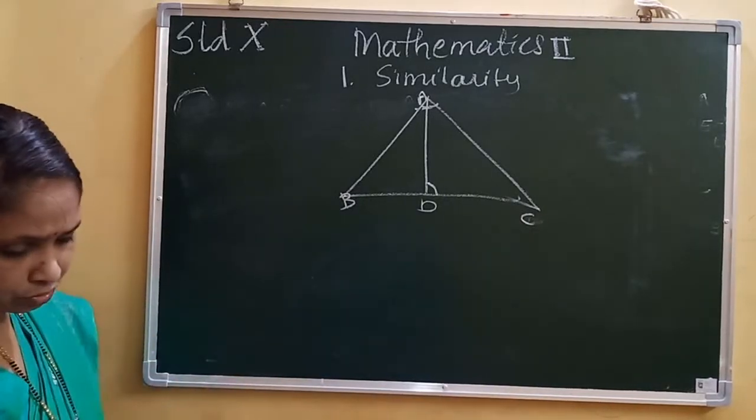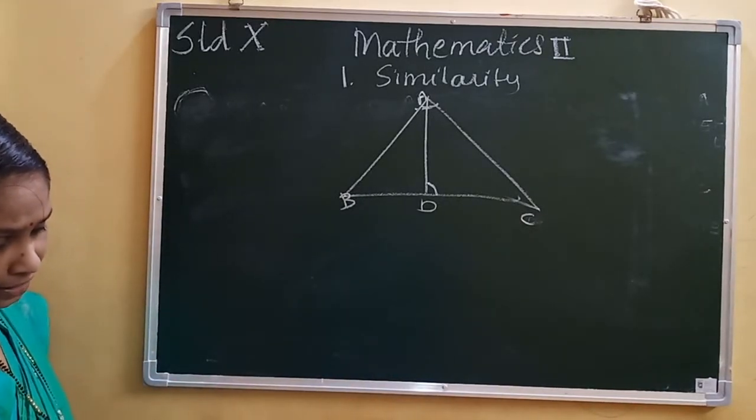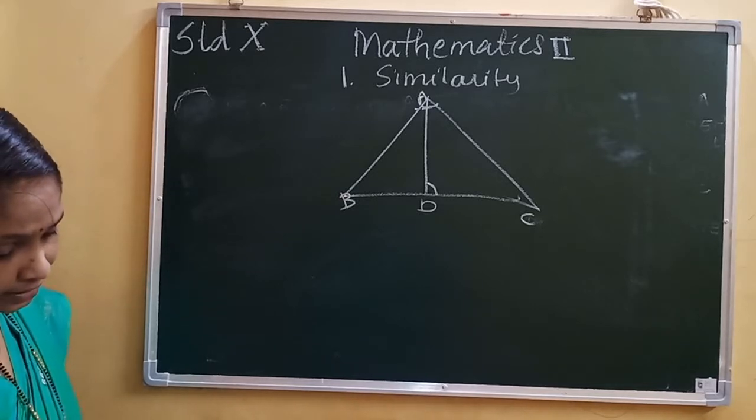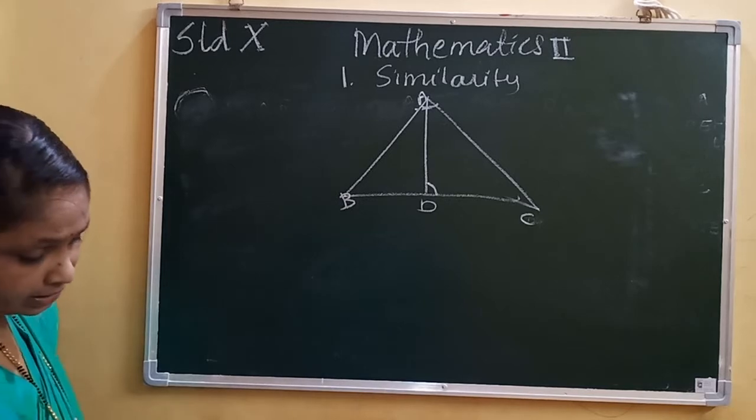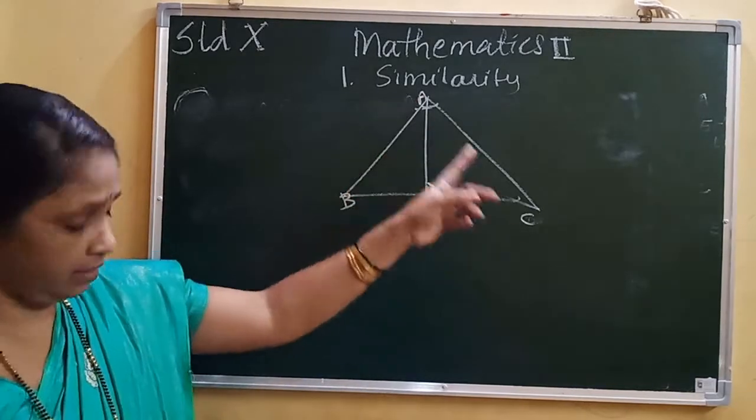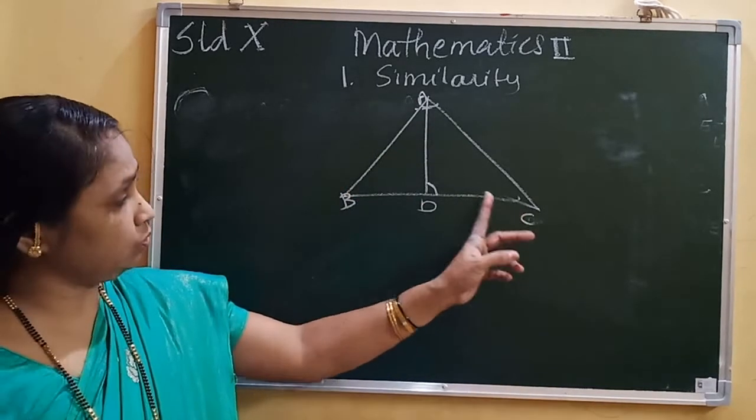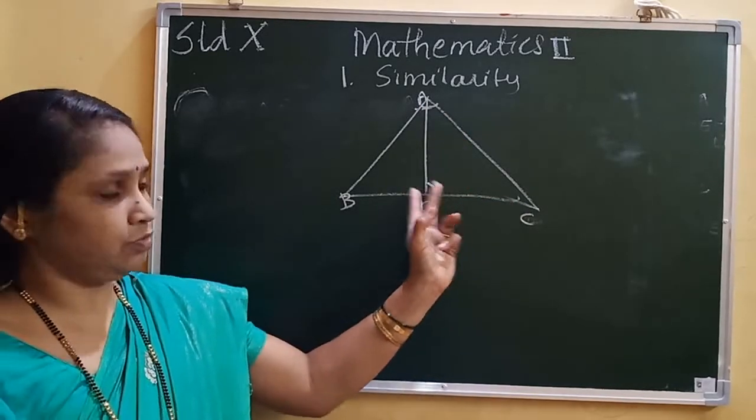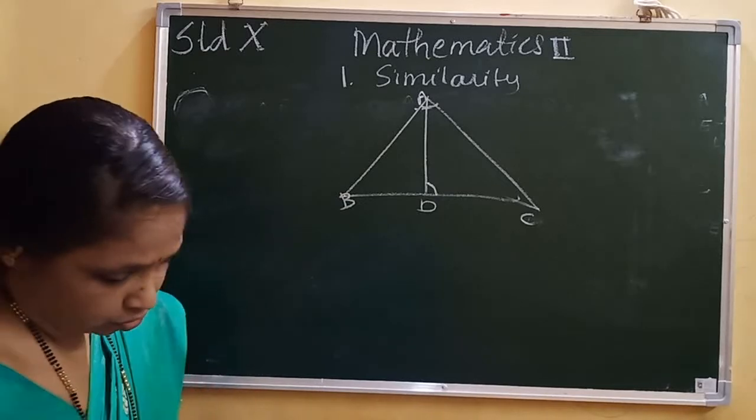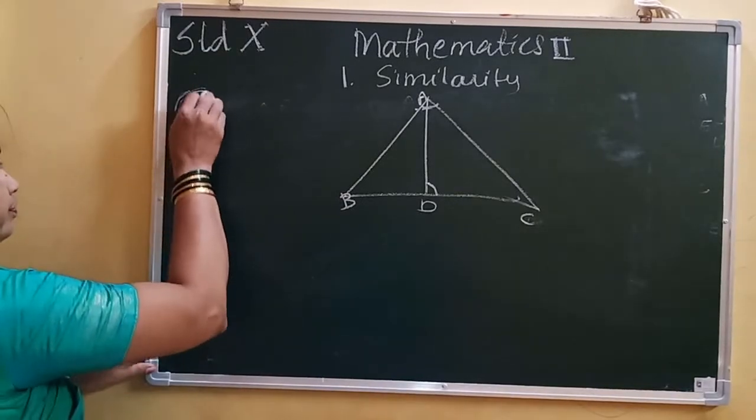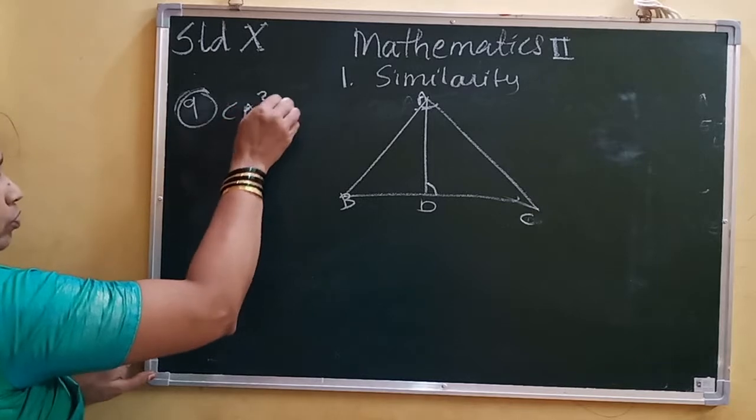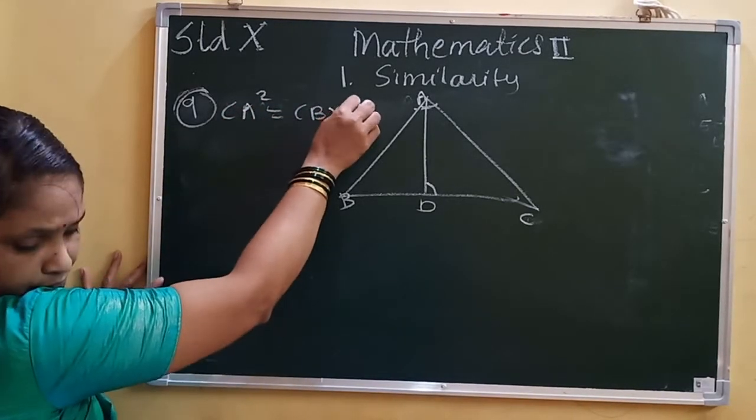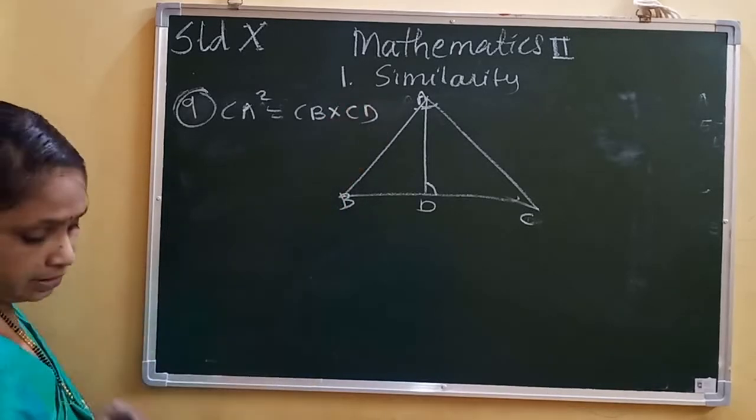Now what is given in the question? In the figure, in triangle ABC, point D is on the BC side, and such that angle BAC is equal to angle ADC, means A angle is equal to D angle. So what you have to prove? CA square is equal to CD into CB. This we have to prove.